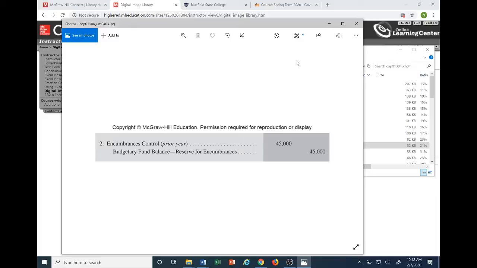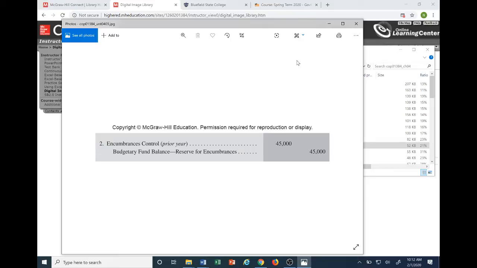Next thing, this is reestablishing encumbrances from the prior year. So pretty much at the end of last year, remember in the slides from Wednesday, if there are encumbered funds, encumbrances are what type of accounts? Remember we have budgetary accounts and we have the operational accounts. So the encumbrances are budgetary accounts, remember? So what do we have to do with those budgetary accounts at the end of the period? We have to close them, right?